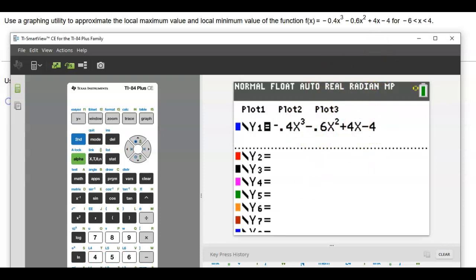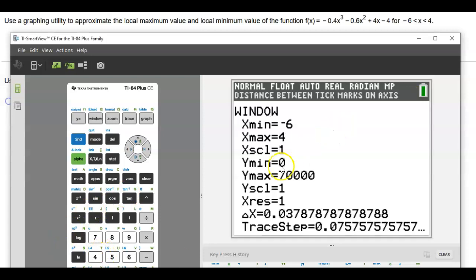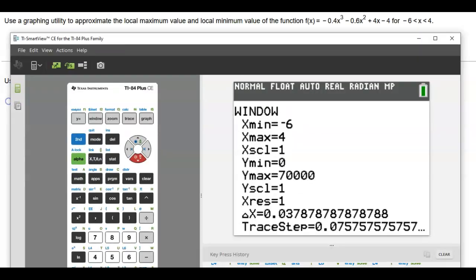Looks good. So the next thing I want to do is change my window size. So I'm going to go window, and for the x values, I want a minimum of -6 and a maximum of 4. So I'm going to put a -6 here, and I'm going to put 4 right here. Enter. And then we don't need to mess with the scaling at all. And then for my y min and my y max, I'm going to use -25 and 10 because they give it to us here in the problem. So we're going to go -25 and a y max of 10.